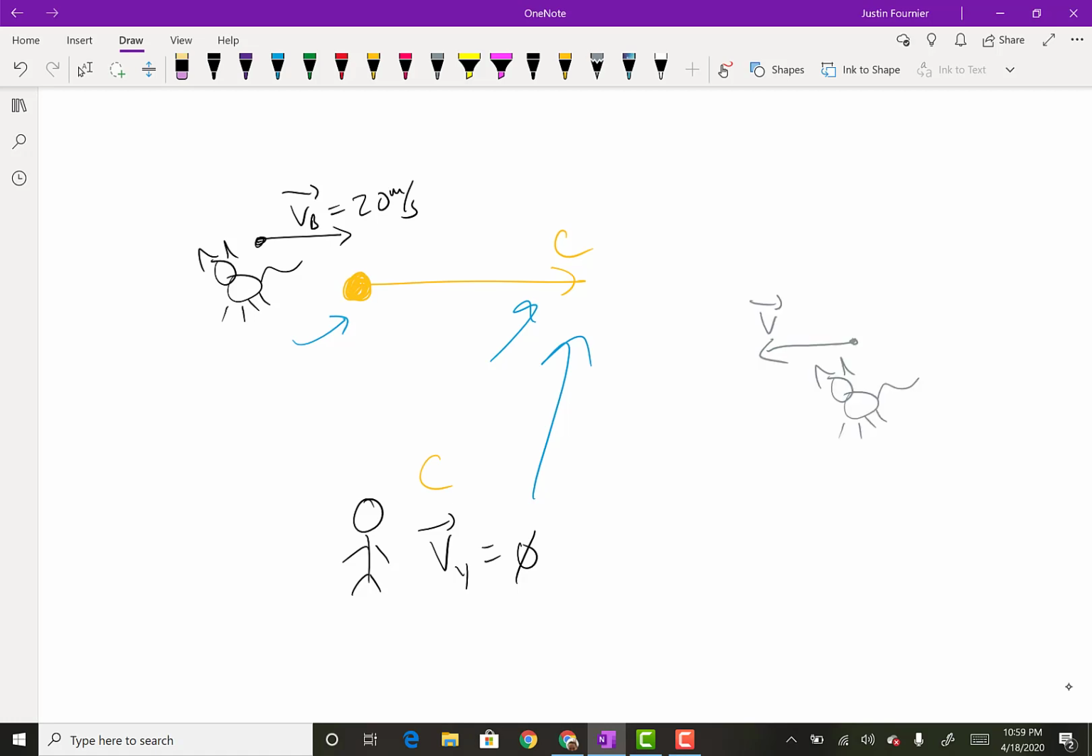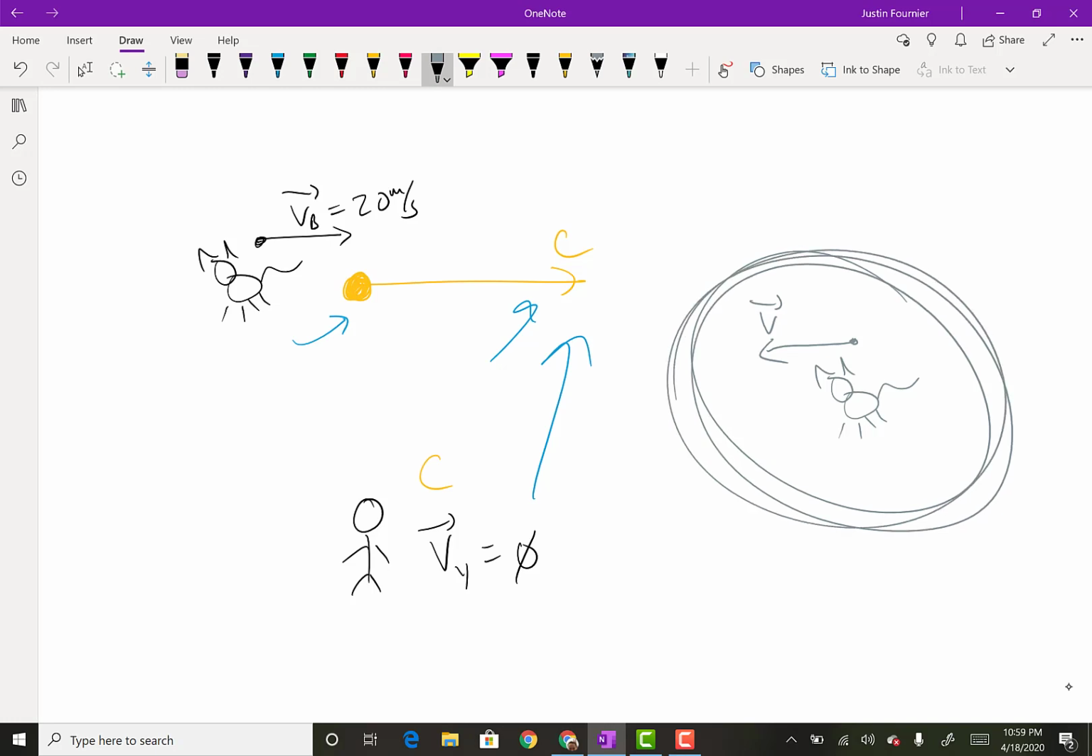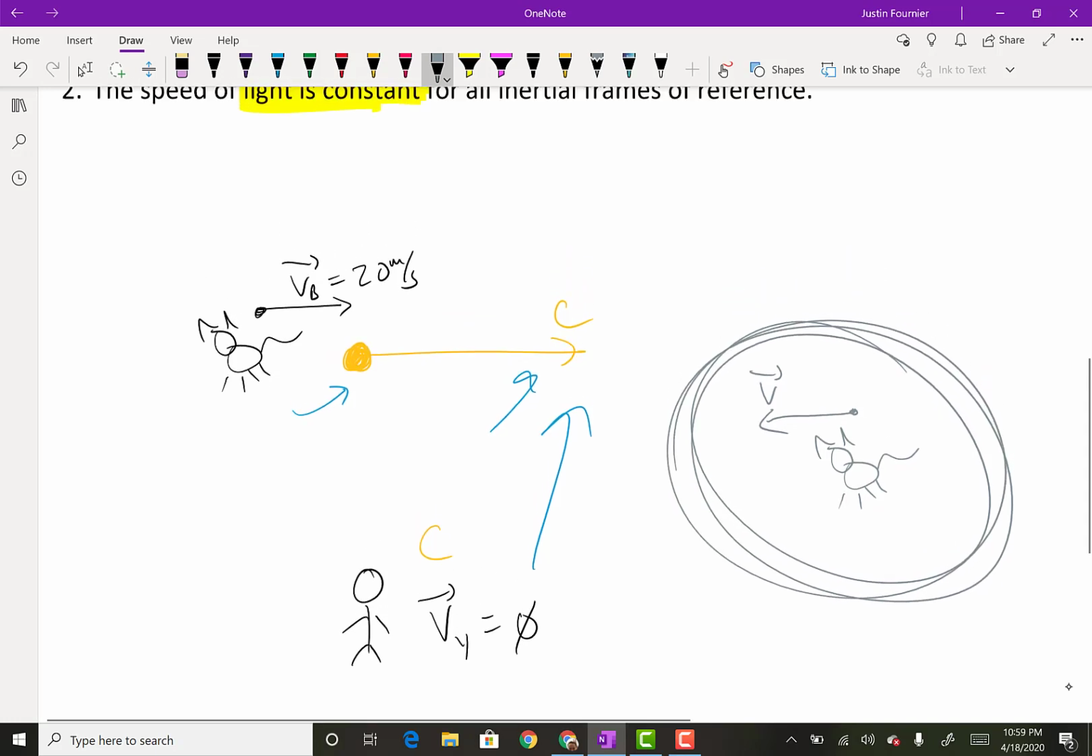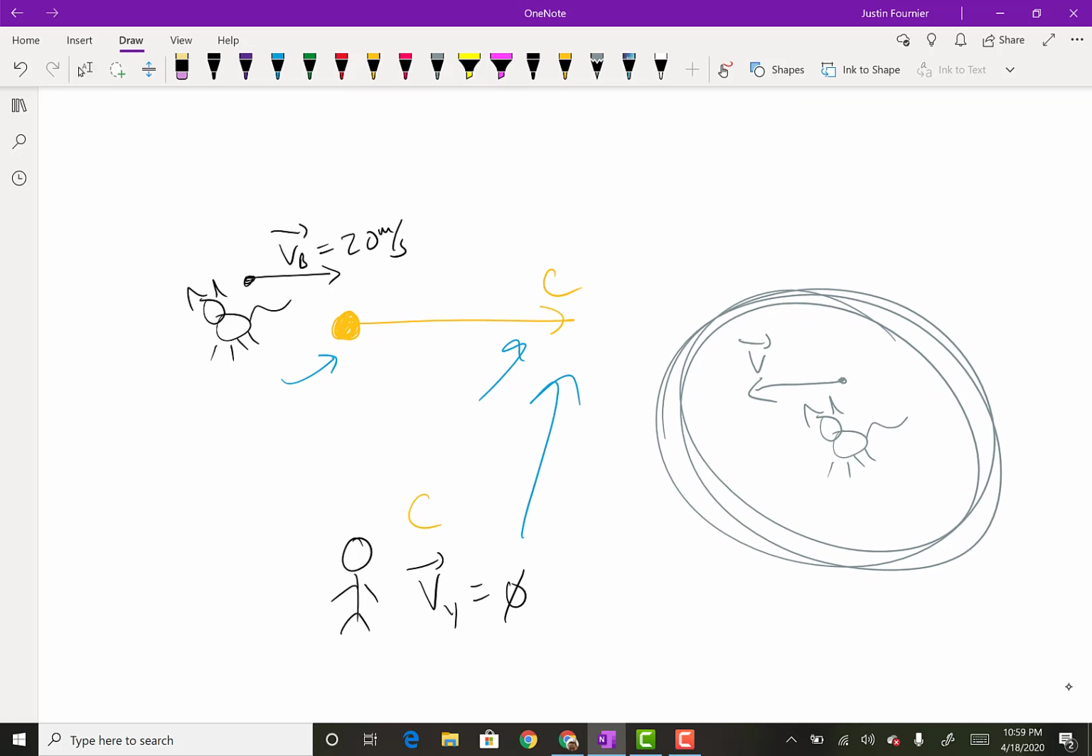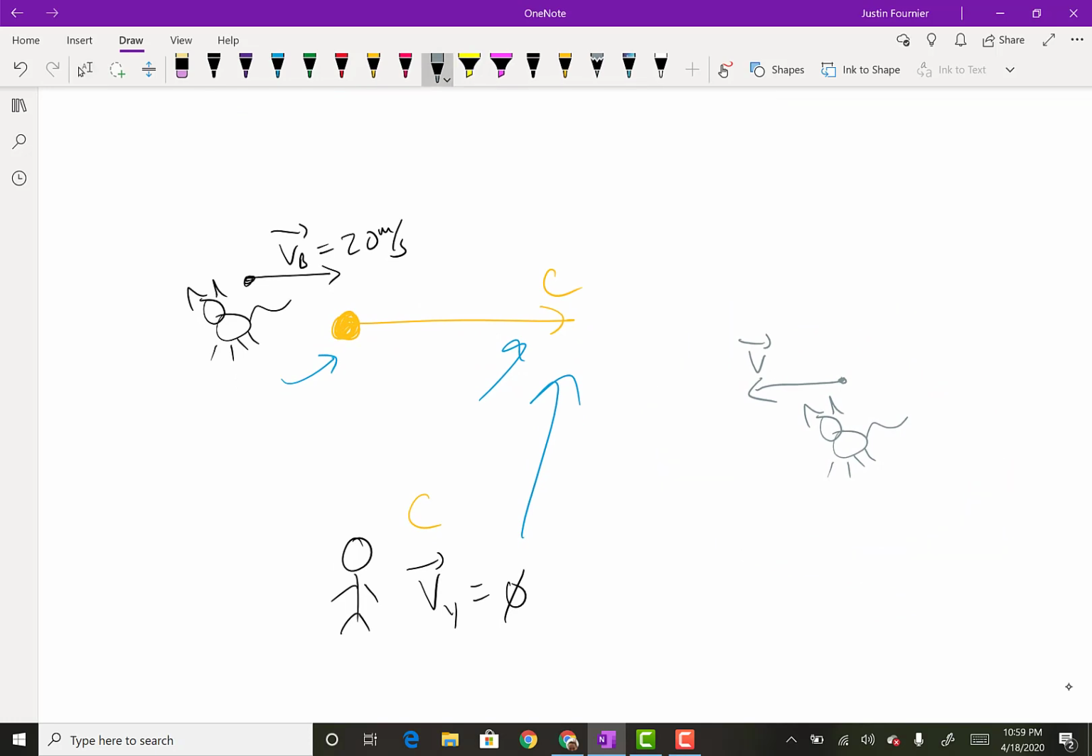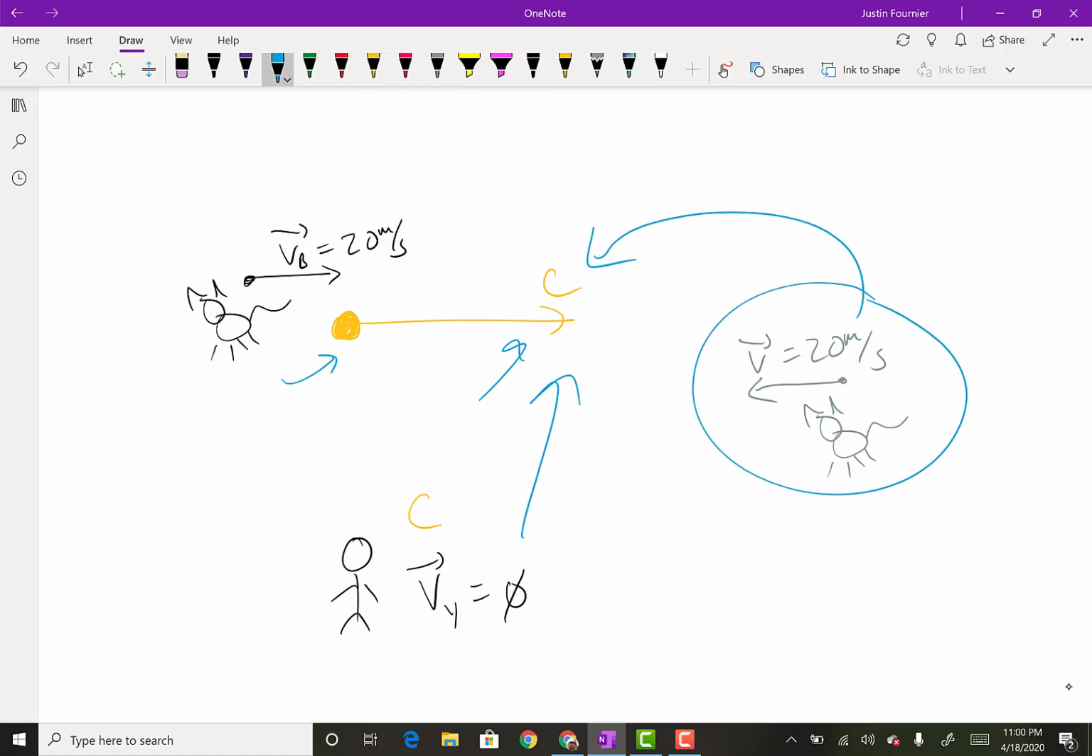And Einstein goes even further, saying, let's say that Bella's rival, Lily, or, well, Bella would consider her best friend, but that's beside the point. But Bella's rival, Lily, who's moving to the left at 20 meters per second, would look at that same beam of light, and she would go, yep, that thing is moving at the speed of light c. No plus 20, no minus 20, no nothing. Everybody would agree that the light is moving at the speed of light c.